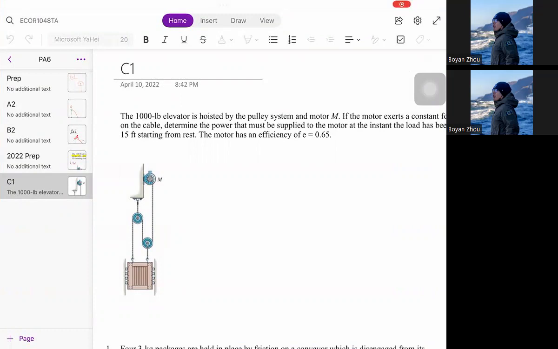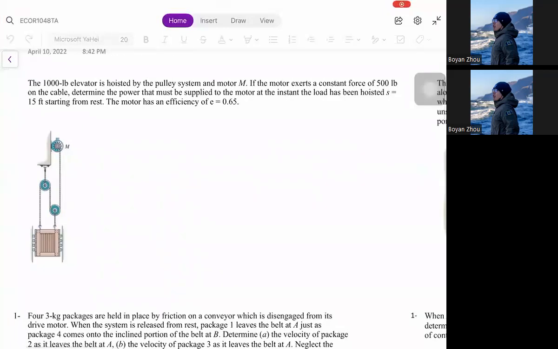Okay, so welcome to the last PA section. We're going to cover seven questions today, and they're all about the energy equation and the impulse and momentum balance. Compared to the question from two weeks ago, the math is going to be easier.